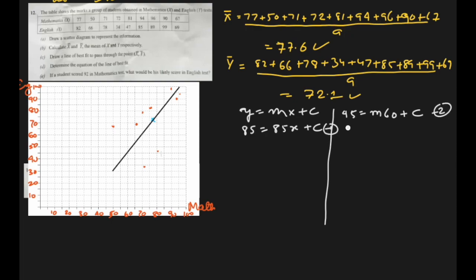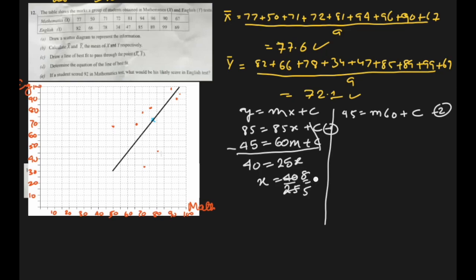Let's put them one under another. So 45 equal to 60m plus c, and subtract. So this c and c will cancel. This is 40 equal to 25m. So m will be 40 divided by 25, and that is 8 over 5 or 1.6. This is the gradient of the line.